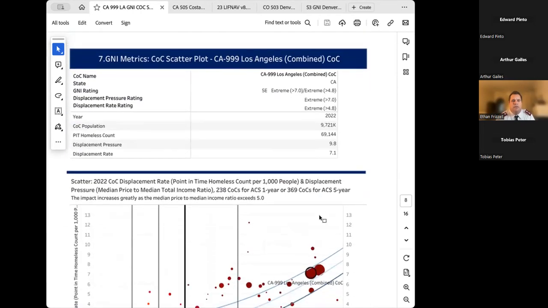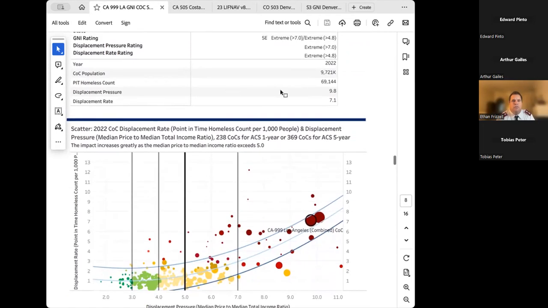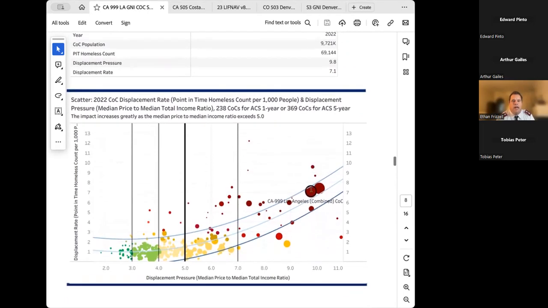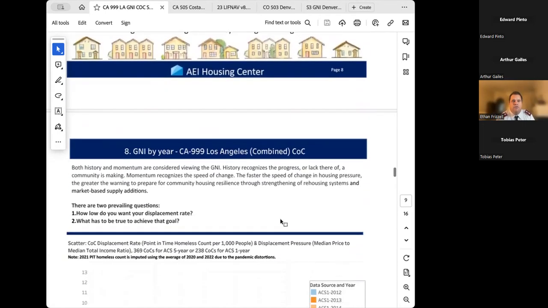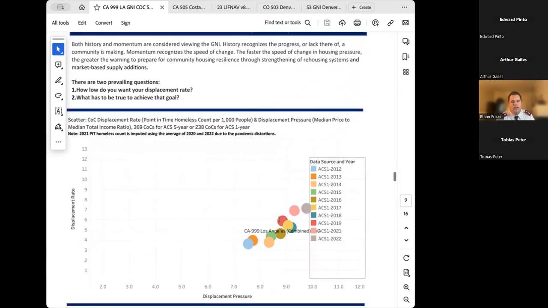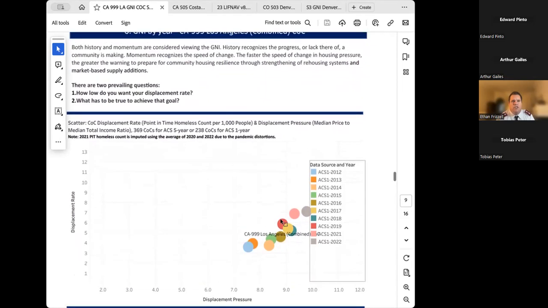It gives you the information for that year. So again, you can see here's 2022, population of the COC, point in time count of the COC, displacement pressure and displacement rate, all mapped. Now, of course, in the PDF they are not live anymore, but I find this is a very useful report, and so have others as they keep asking for it. Here's your history from 2012 to 2022.